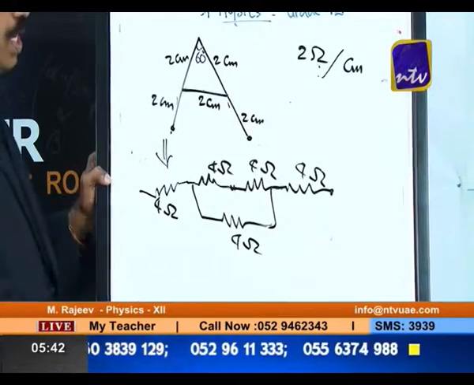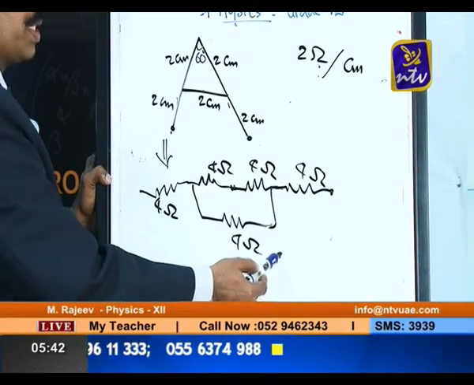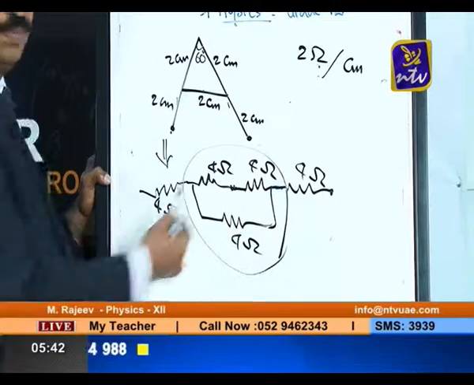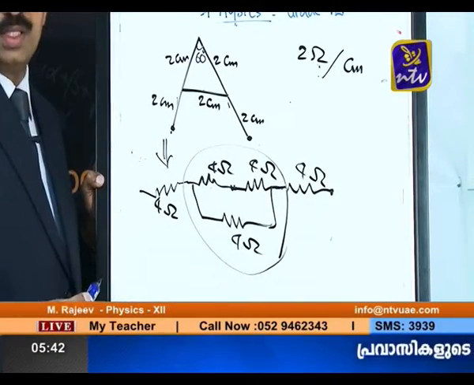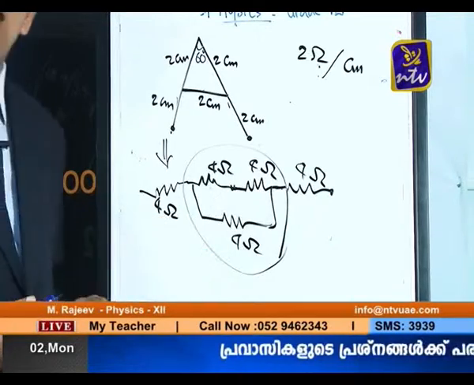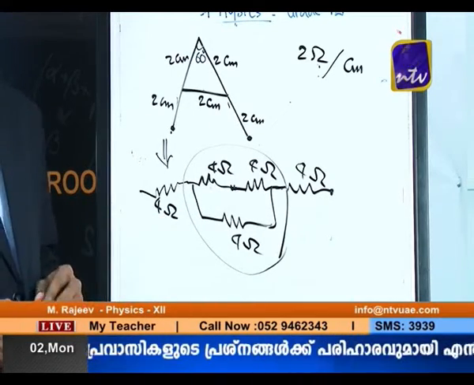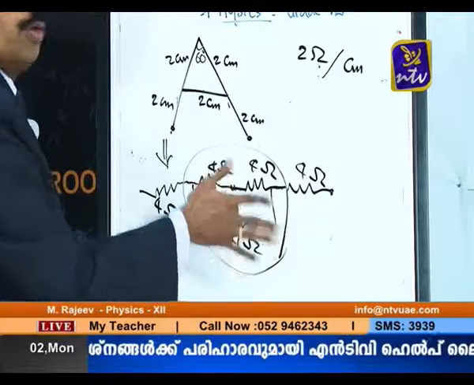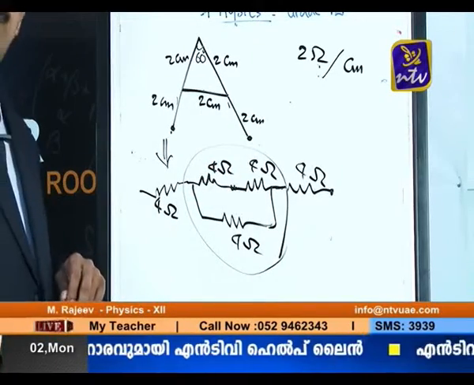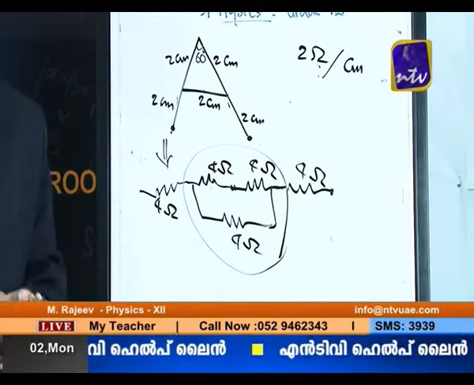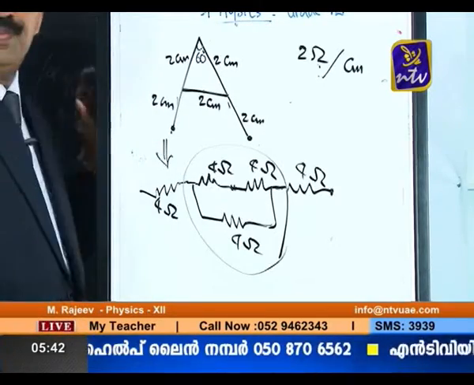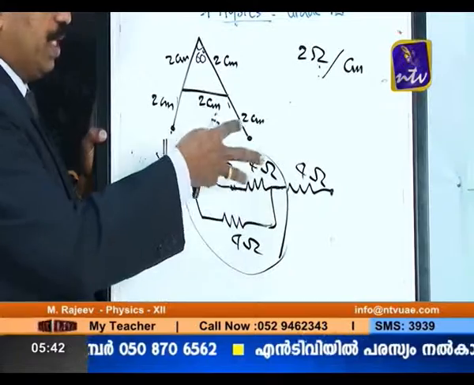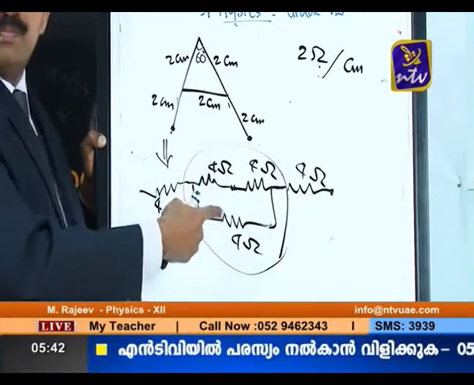Got it? That means now how do you find the effective resistance? Think of this part. See, these two resistors are in series, so 4 plus 4, 8 ohms is the resistance. Then next, 8 ohm and 4 ohm in parallel. You know the equation R1 R2 by R1 plus R2, that equation you can use. 8 into 4 by 8 plus 4, 32 by 12. You can calculate the effective resistance of this in parallel.